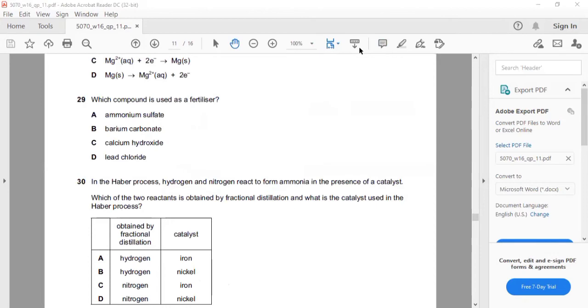So number 30, in the Haber process, hydrogen, this is the Haber process. Which of the two reagents is obtained by fractional distillation? Nitrogen is obtained by fractional distillation of liquid air. Catalyst uses iron. So nitrogen is the answer, and iron.